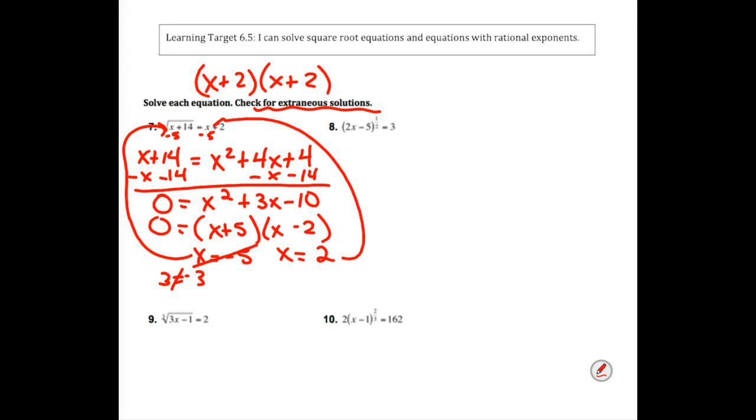Again, dumping it back into both parts. 2 plus 14 would be 16. The square root of 16 is 4. One side is 4. On the other side, we put a 2 in there. 2 plus 2. That one does work. Okay, so this would be my answer, and it's the only answer for that question.